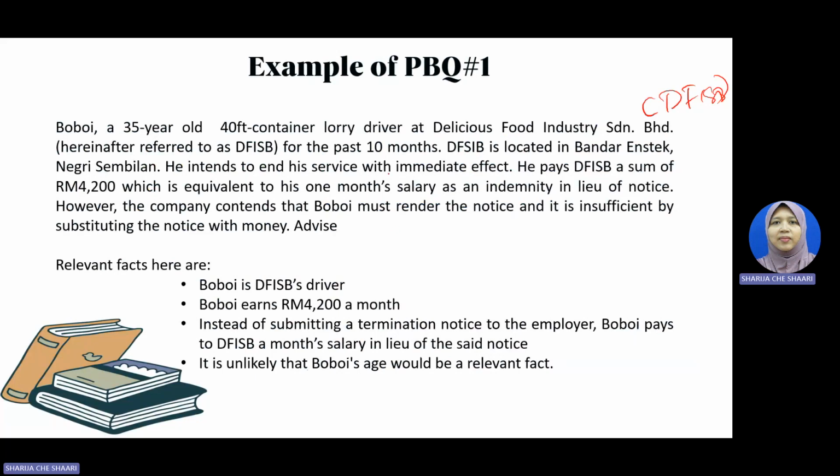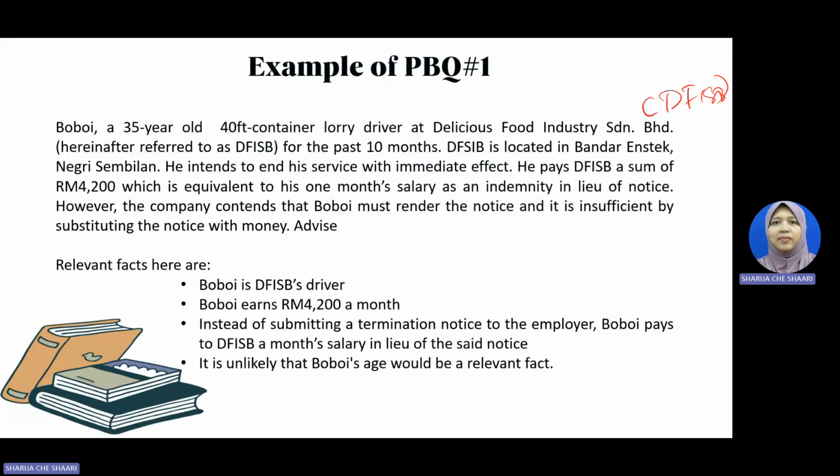He intends to end his service with immediate effect. So he pays the FISB a sum of 4,200 ringgit, which is equivalent to his 1 month's salary, as an indemnity in lieu of notice. However, the company contends that Boboy must serve the notice, and that it is insufficient to substitute the notice with money. So advise. In these circumstances, you are advised whether Boboy is allowed to pay indemnity in lieu of notice so that he can leave immediately, or you can say whether the company's contention that Boboy should render notice instead of money is correct.